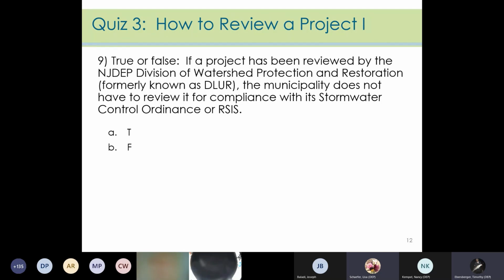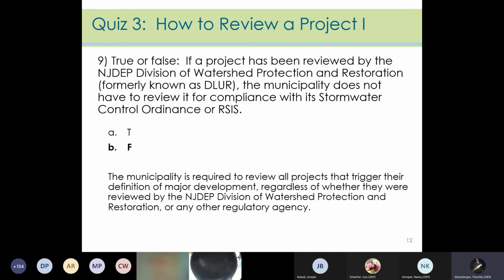True or false, if a project has been reviewed by the NJDEP Division of Watershed Protection and Restoration, formerly known as DLUR, the municipality does not have to review it for compliance with its Storm Water Control Ordinance or RSIS? That answer is false. The municipality is required to review all projects that trigger their definition of major development, regardless of whether they were reviewed by the NJDEP Division of Watershed Protection and Restoration or any other regulatory agency. Lisa? Oh, I'm sorry. 90% got that right.